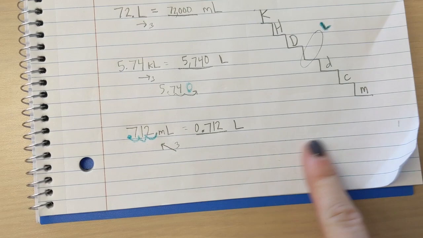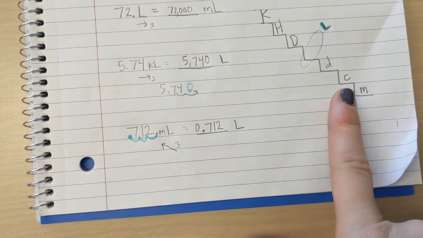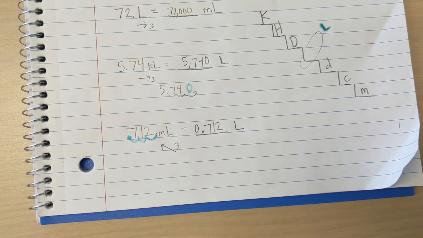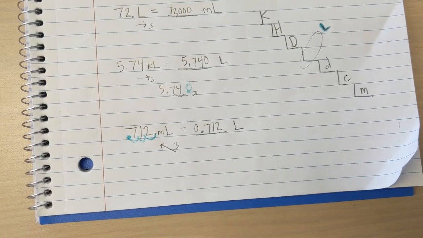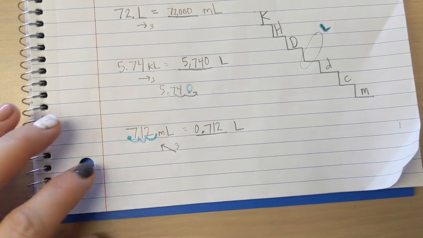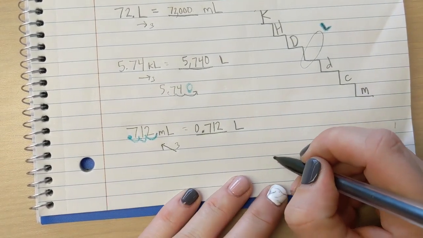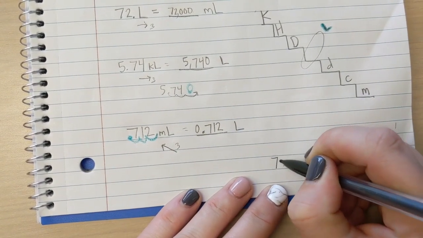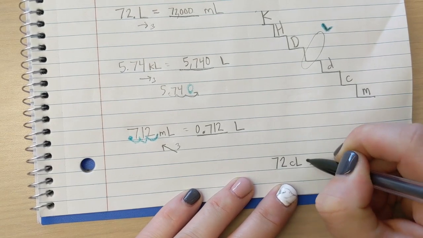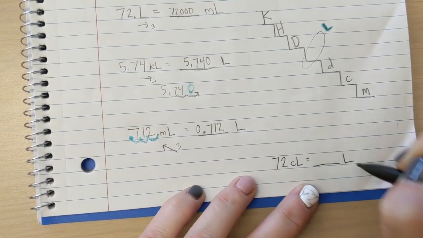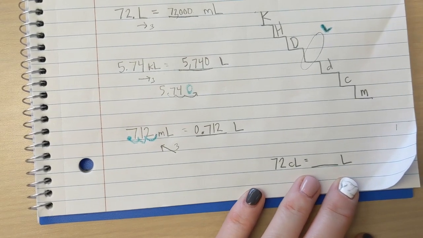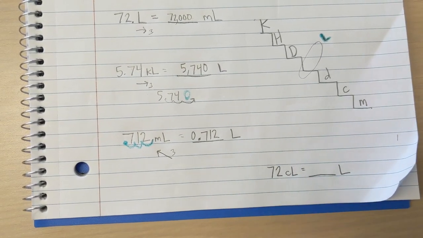We're going to try one more conversion down here at the bottom of the journal using the staircase, and then we're going to turn the page and do some other work. So let's go ahead and try this one. I'm just going to move it over here. Let's do 72 centiliters equals how many liters? So I want you to think about this for just a little bit.